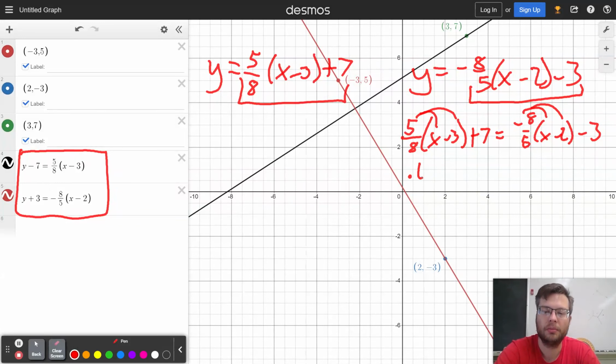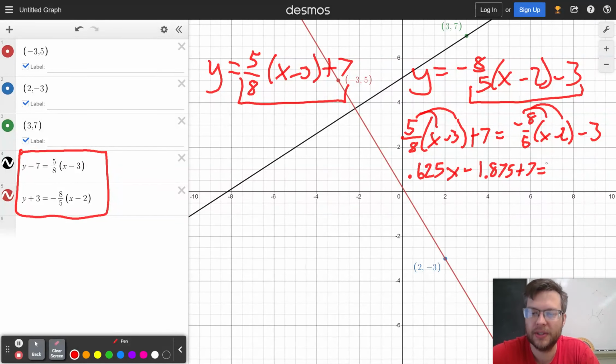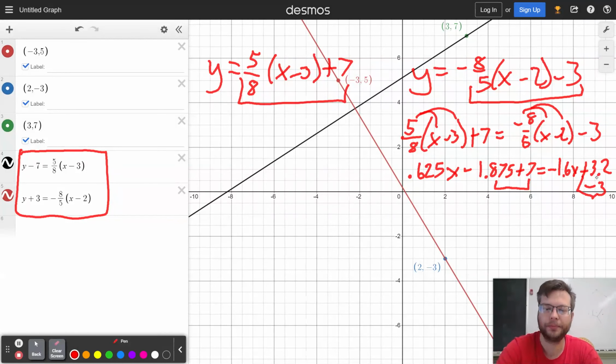So I've got 0.625x, and then 5/8 times 3 is 1.875. So I've got negative 1.875 plus 7. Then we got 8/5 is 1.6. So negative 1.6x. 8/5 times 2 is 3.2. And that's going to be a positive number. And then the minus 3 that was hanging out at the end of the line there. Now you can combine your like terms. Combine these two. Combine those two.